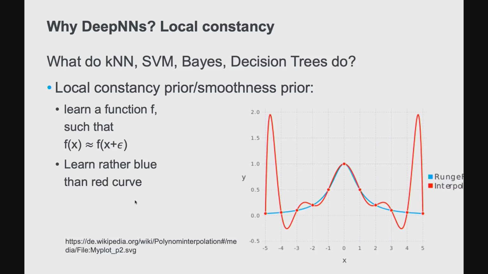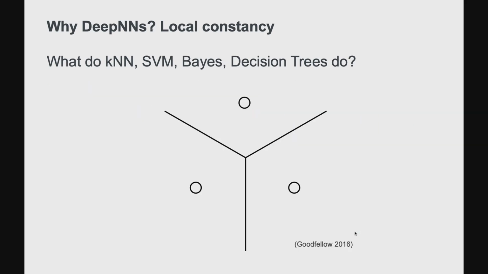The second reason why you might use deep neural networks is local constancy. The KNN, SVM, they all have the local constancy, which is basically f of x is approximately the same as f of x plus epsilon. And what you want, of course, what we desire actually, is that you learn the blue curve and not a polynomial which oscillates.